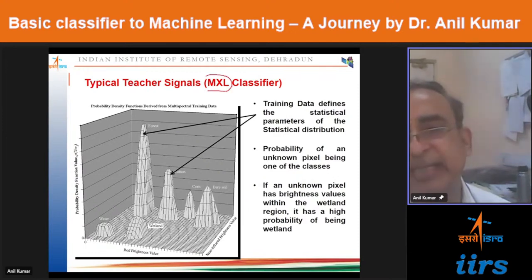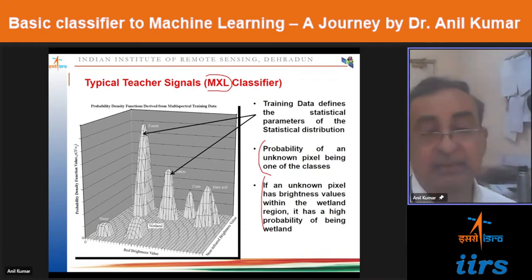So training data defines the statistical parameters of the statistical distribution. If you are taking the statistical algorithm, it generates the statistical parameters that tell how the data is distributed, the probability of an unknown pixel being one of the classes. So here, as per the probability, you can divide or label an unknown pixel to a particular class. If an unknown pixel has brightness values within the wetland region, it has a high probability of being wetland. So if the brightness value of a pixel is very close to the wetland, it has very high chances that that pixel belongs to the wetland class.